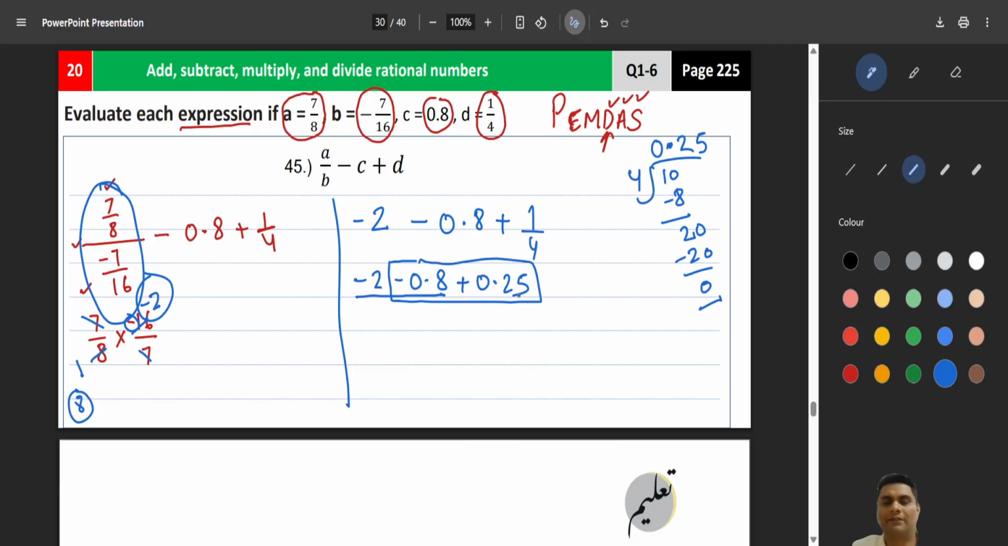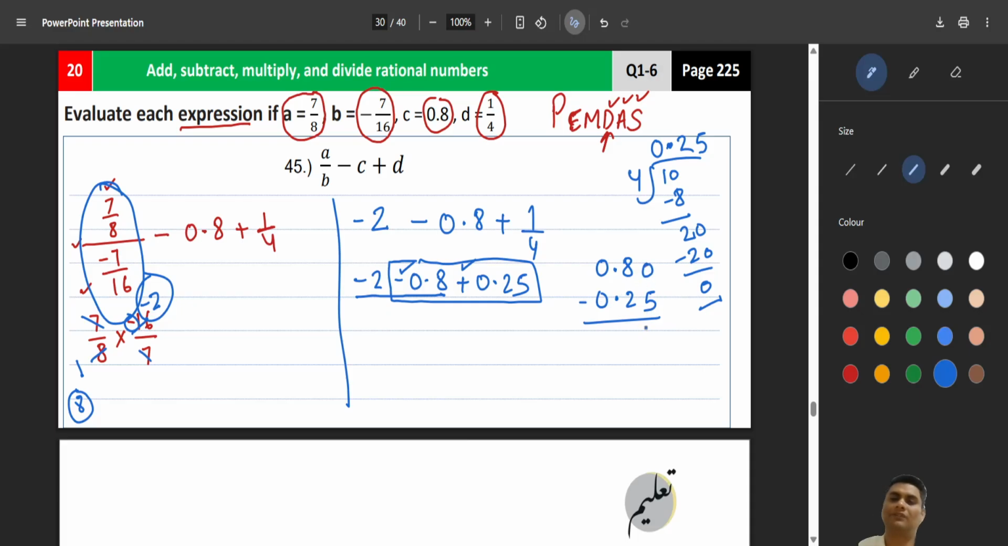Minus 0.8, 0.25. Same sign or different sign? They have different sign. Minus here, plus here. Yani what will I do? I will do minus. So 0.8 and here 0.25. We have to do minus. There is no number here. Put 0. Do minus now.